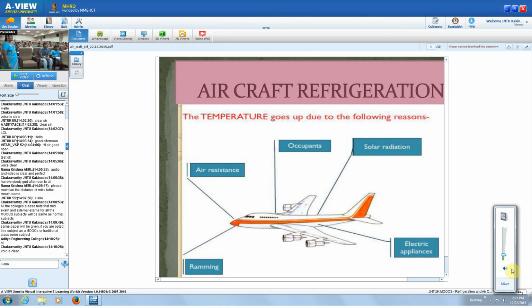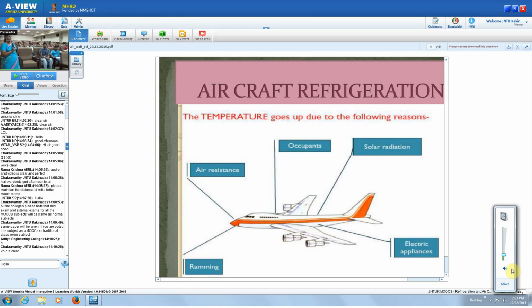Then let us see the aircraft refrigeration. Aircraft refrigeration also depends on the Bell-Coleman cycle only. So you can see what the various heat sources are. When the aircraft is moving at high velocity in space at high altitude, the pressure will be less and the temperature will also be less, because at high altitude both will be less. But in the cabin, we have to maintain nearly atmospheric pressure. So for maintaining that itself, a number of heat sources are there.